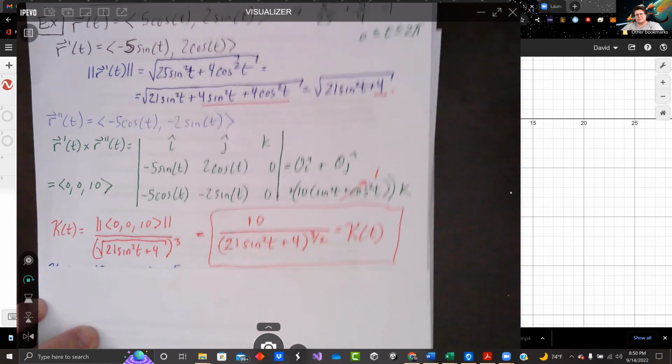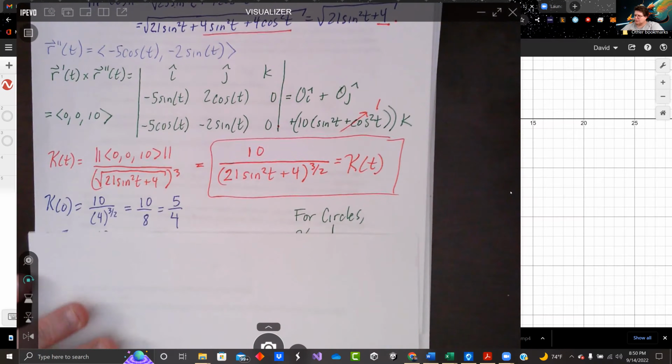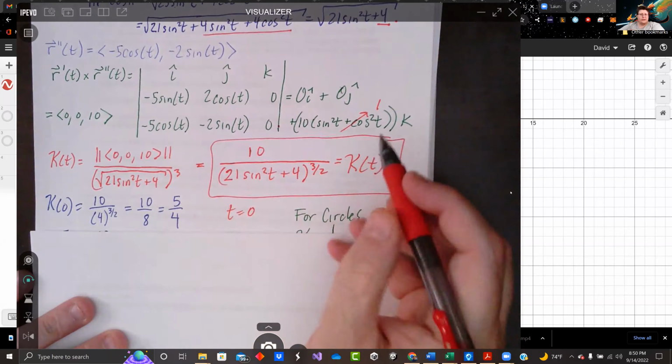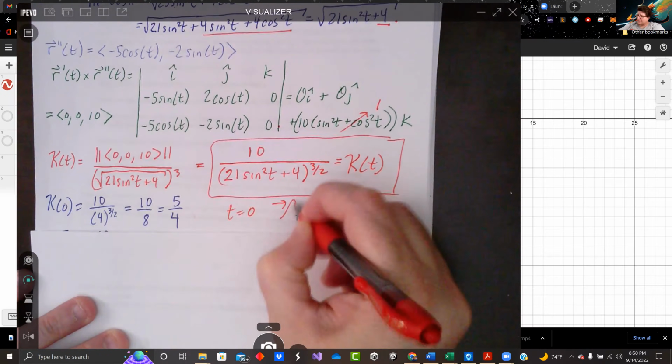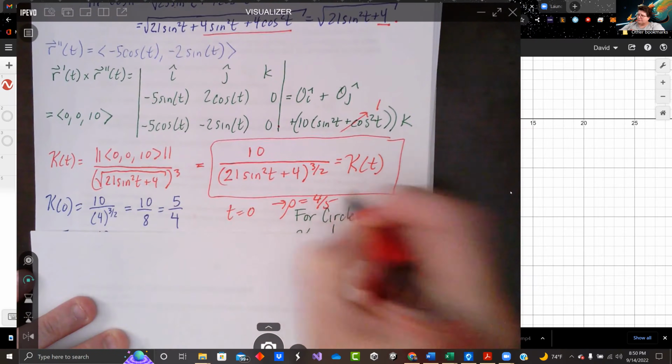Let's take a look at what happens at individual values of time. When I let t equal 0, we get the curvature is 4/5, or the radius of curvature would be, I'm sorry, the curvature is 4/5 and the radius of curvature would be 5/4.